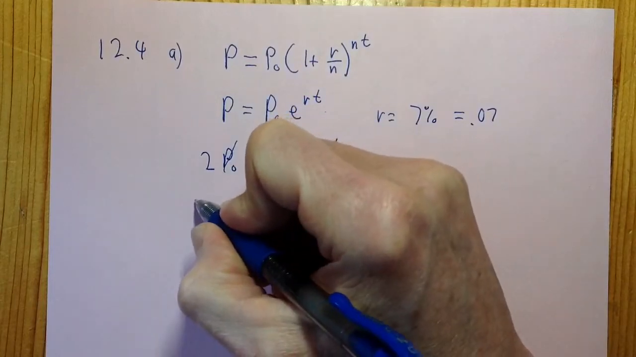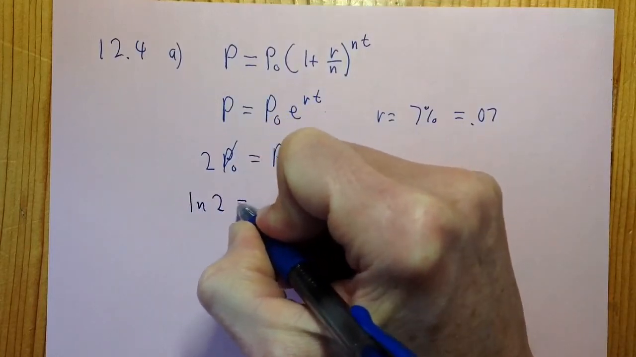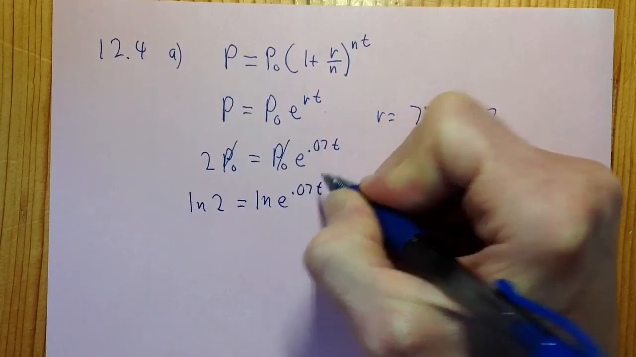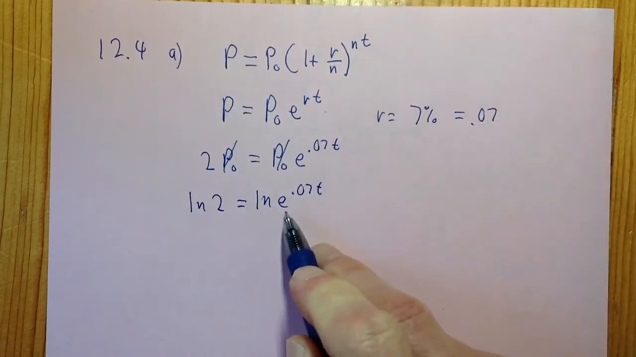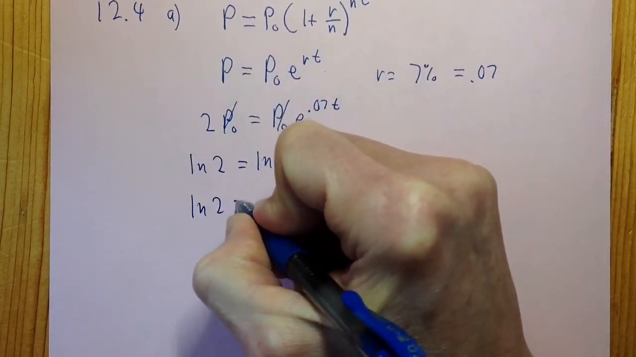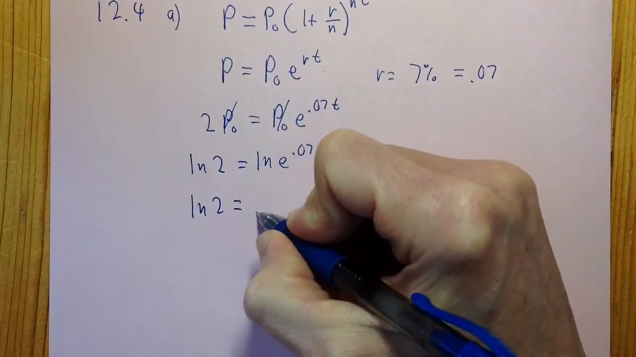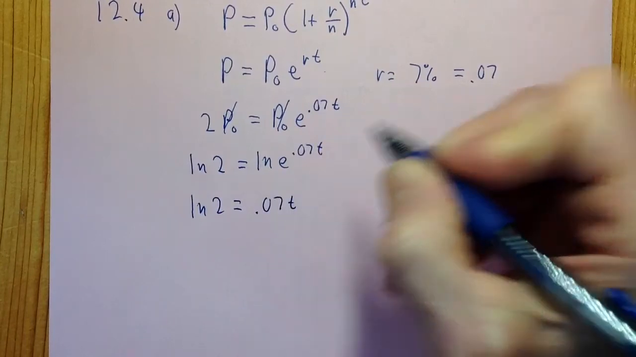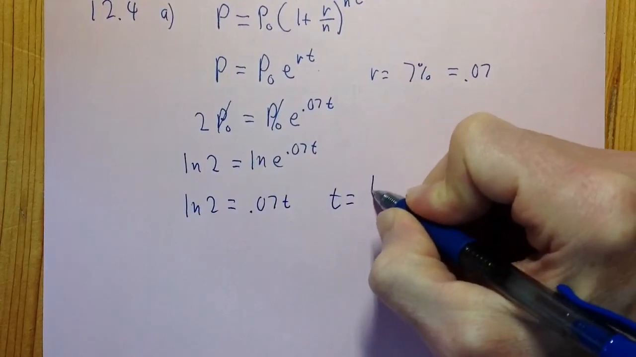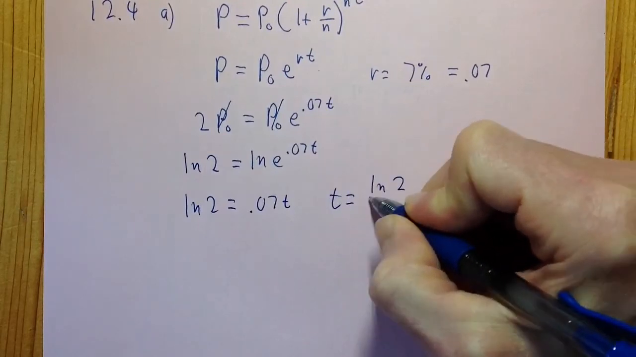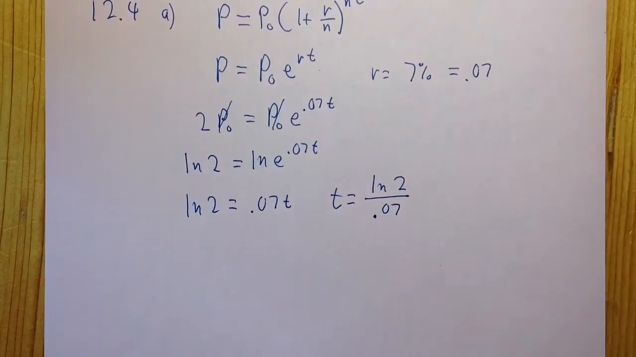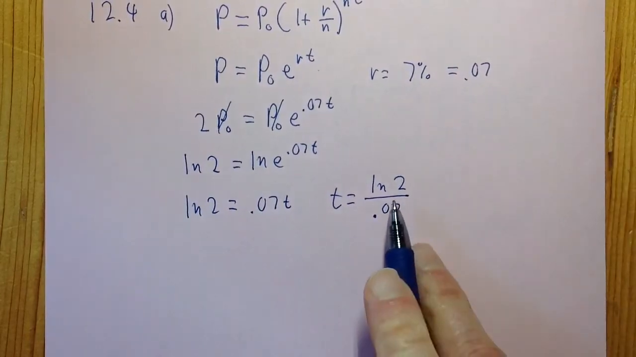So let's just go ahead and do that. ln of 2 is equal to the ln of e to the 0.07 t. ln and e cancel, that's the whole point, they're inverse functions. So ln of 2 is equal to 0.07 t, or the doubling time t is equal to the natural log of 2 divided by the interest rate, which it will always be that way.